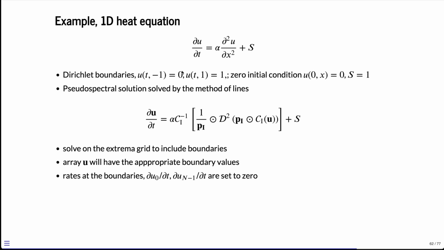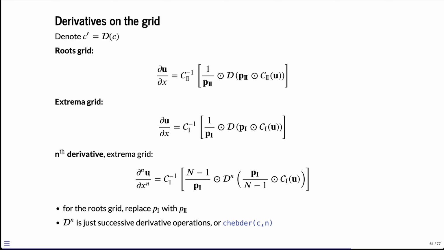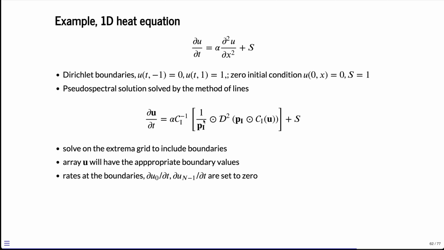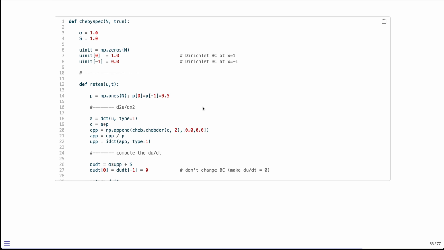So the pseudospectral solution can be solved using the method of lines. And we're basically just putting in the equation for the second derivative similar to this. And we're going to be using the extrema grid here. And then the array U already has the appropriate boundary conditions, and as we solve this, we'll just make sure that this rate is 0 for the points on the boundaries, since we don't need to update the known value of U. So here's the code for that.